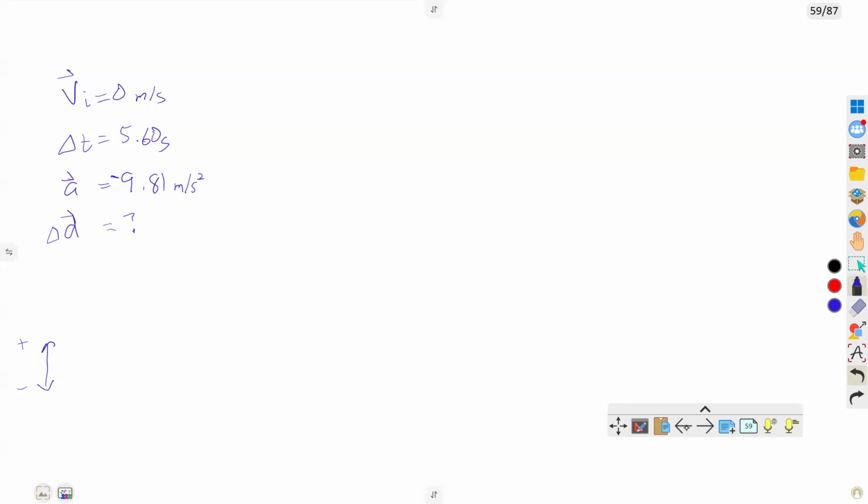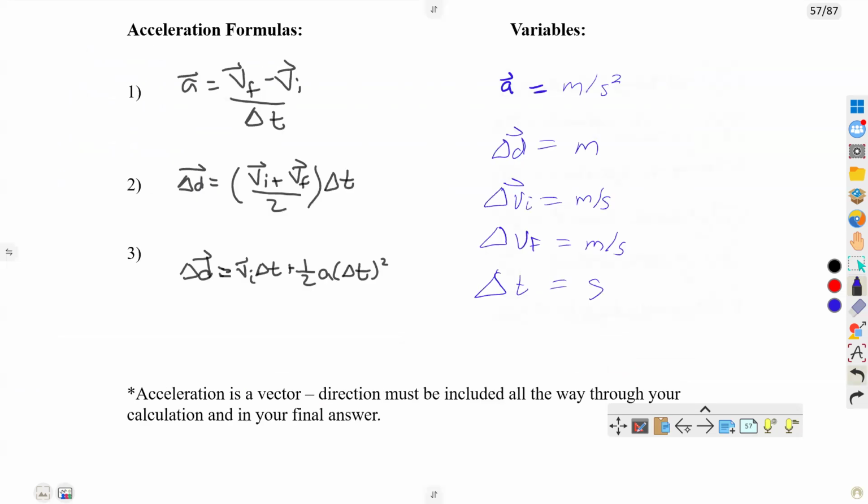Now, of the different equations that we could be using, this one here doesn't even look for a displacement, so we can't use this one. In this one we're given an initial velocity, but we're not told what the final velocity is, so this equation isn't going to be useful for us. The third equation, we are told the initial velocity, the change in time, and the acceleration. So this becomes the equation that we would use.